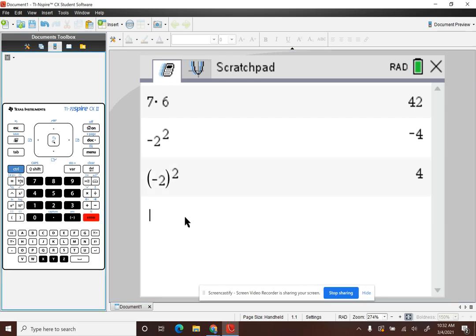let's see if it knows what to do. It still knows what to do. So (-2) squared is 4, which makes sense. -2 times -2 is +4. So make sure that you use parentheses around things when you are taking a negative, and especially when you're squaring it, because it does make a huge difference.